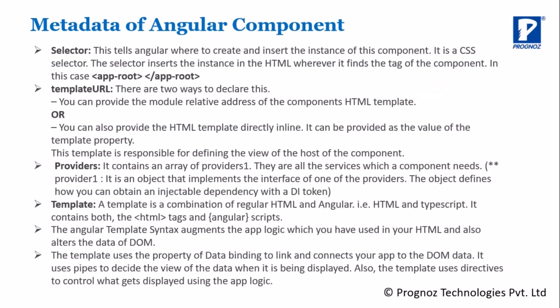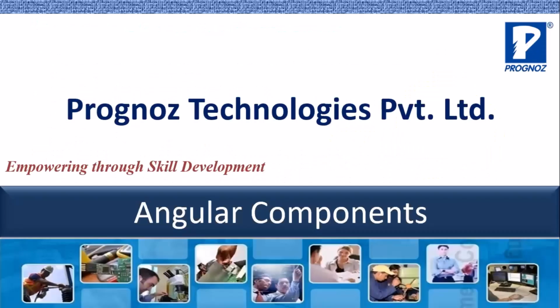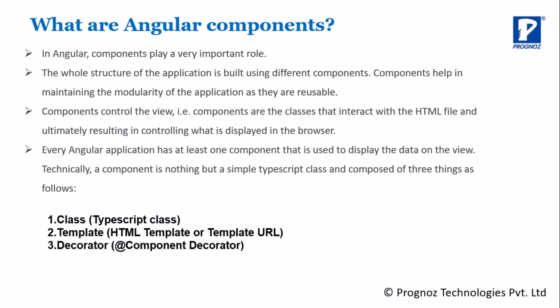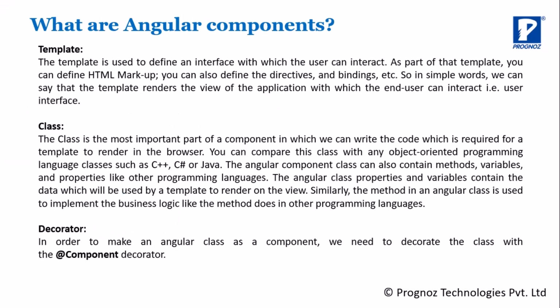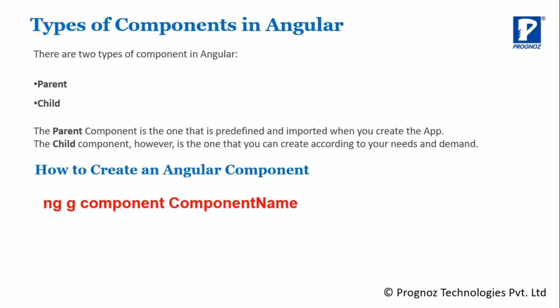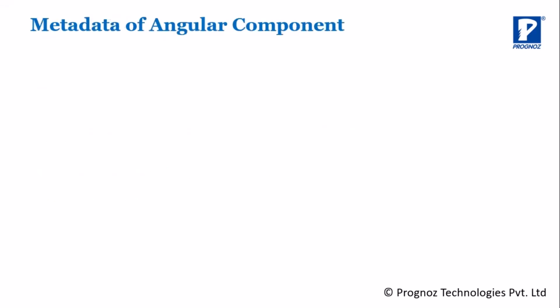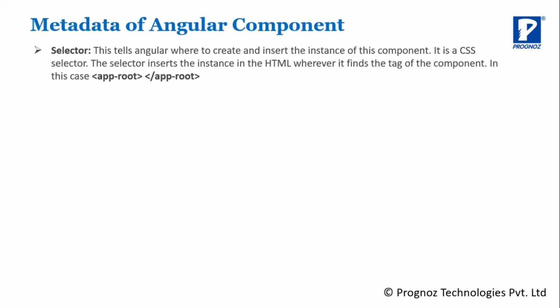So in this module, we covered the concept of a component. What is a component? Inside the component, we can see the class, template, and the decorator. Okay, template can be represented in two ways, either by using the template URL or by using template. And we can create two types of template in the applications. One is called the parent component, another is called the child component. And next, what is the metadata of an Angular component?